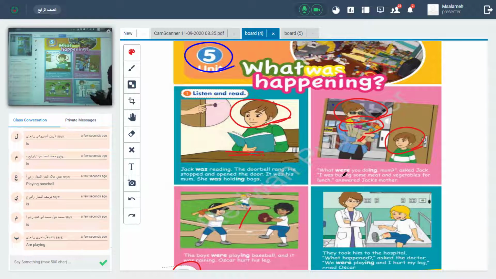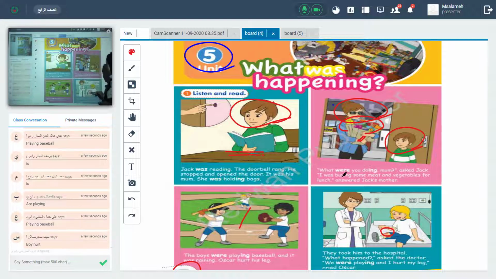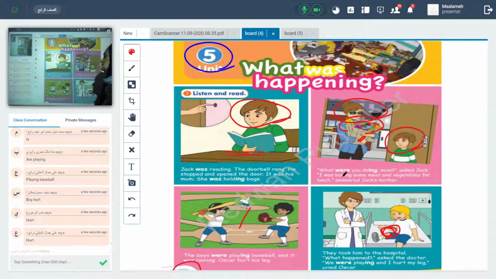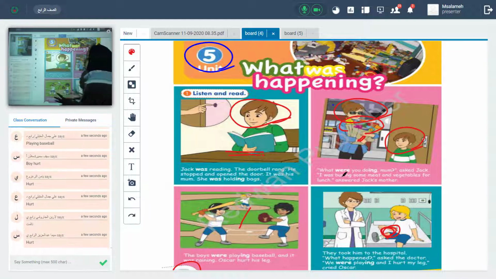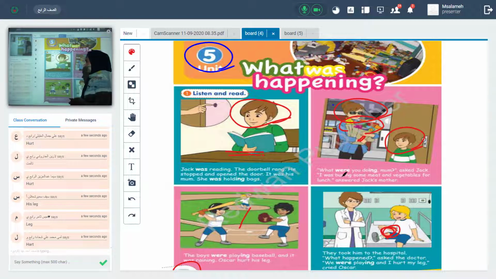What do you see? Look at the boy. Look at his leg. What's wrong with it? The boy hurt his leg. Excellent. Hurt means injured. Bravo. So let's read this paragraph, and discuss and analyze it.